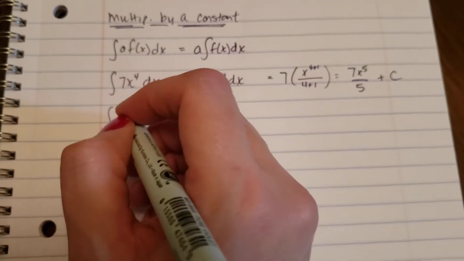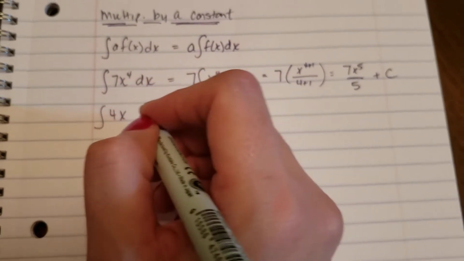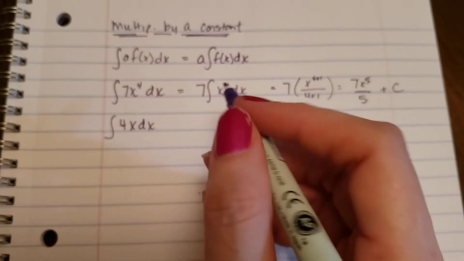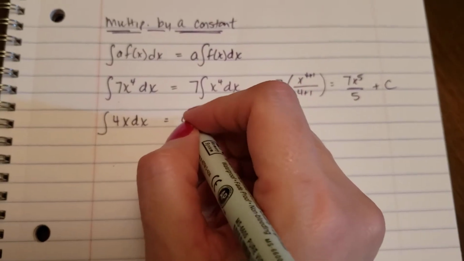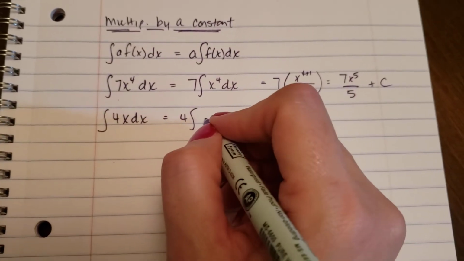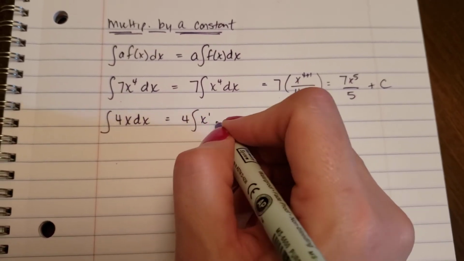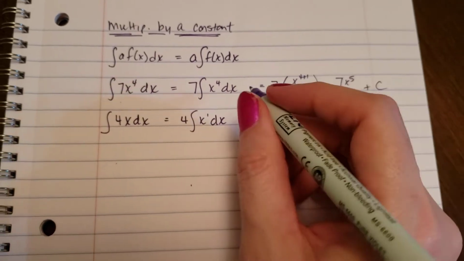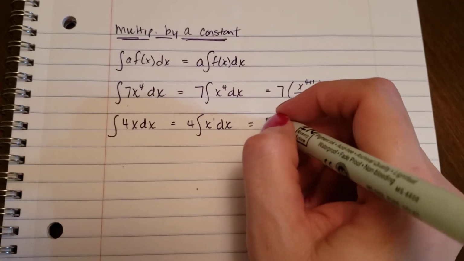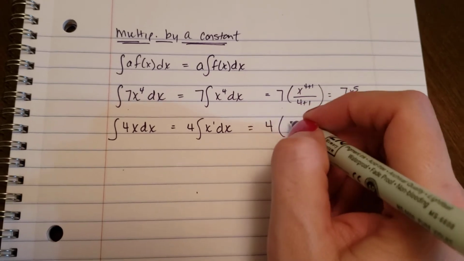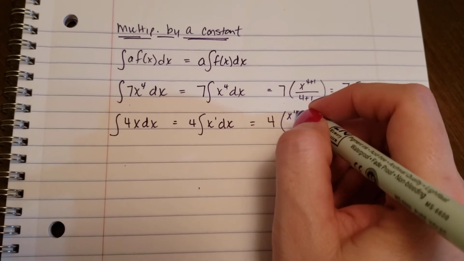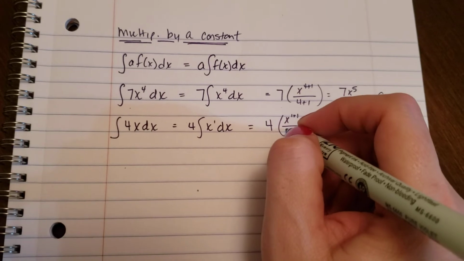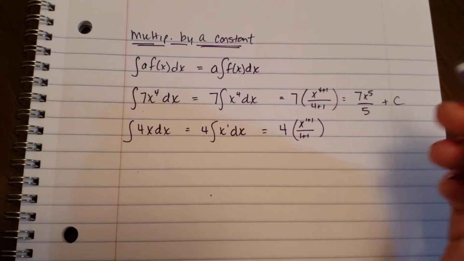So let's try one more of these. Let's do the integral of 4x dx. So we can pull that 4 out to the outside. Of course, that's x to the 1st power. So we could rewrite that as 4 times x to the 1 plus 1 power over 1 plus 1.